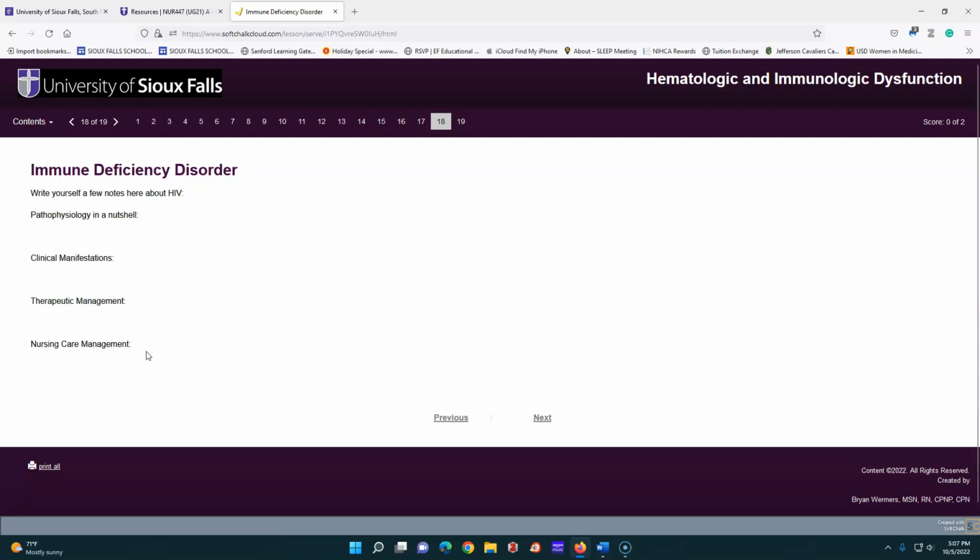Nursing care management. So we have to protect their privacy. There's still a lot of stigma about HIV and AIDS. And so that's part of the big care management: protecting their privacy and protecting them, as well as all those other clinical manifestations, and watching out for their immunological status.